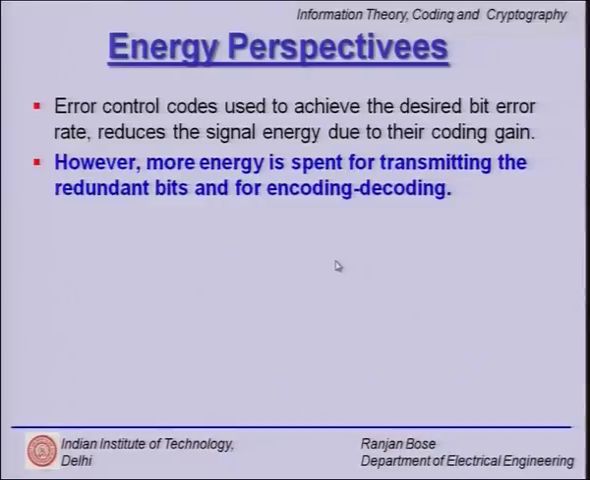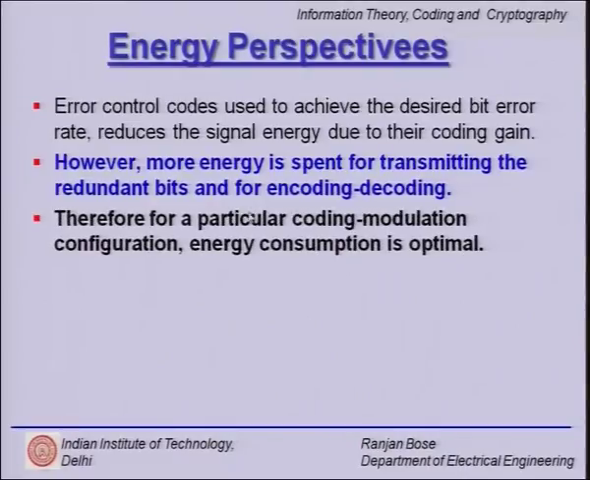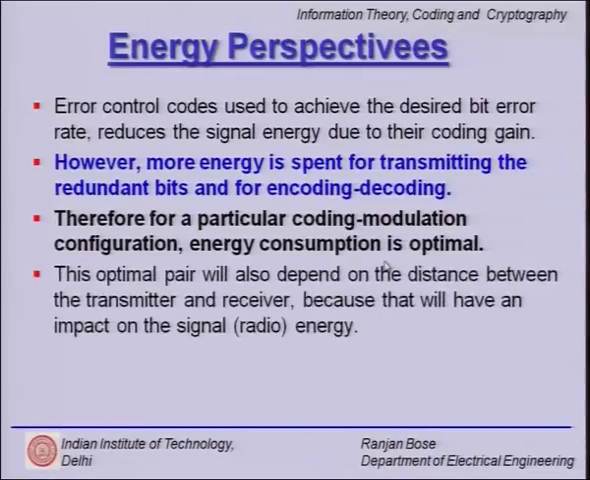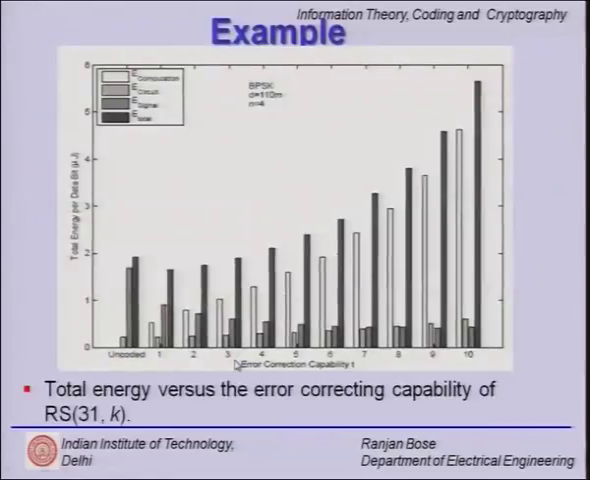So, we have to make sure that for a particular coding and modulation configuration, we optimize the energy consumption. So, the optimal pair of coding and modulation will also depend on the distance between the transmitter and receiver. Why is that? Because the radio energy depends on the distance between the transmitter and receiver. So, let us look at this example. This is an example using a Reed-Solomon 31, K code. So, K can be changed, thereby changing the error correcting capability.